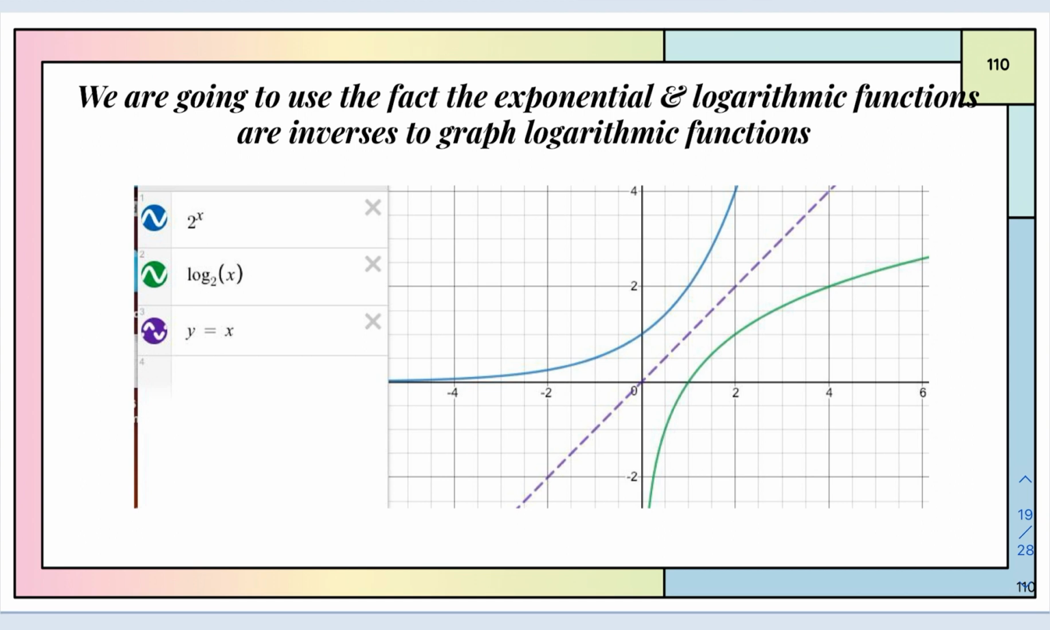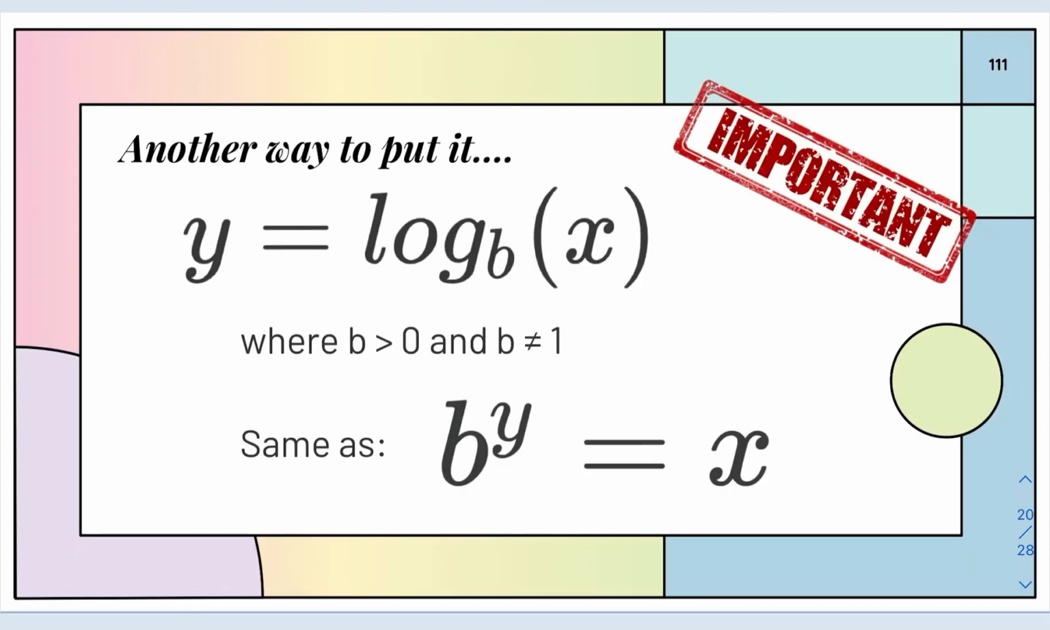So 2 to the x and log base 2 of x are inverses of each other. If I did 2 to the y equals x, that would end up being the same thing. But you can see they're reflected across the line y equals x. But doing reflections and making them exact can be kind of difficult. So oftentimes that's more just to see if your answer makes sense rather than a method for doing it.